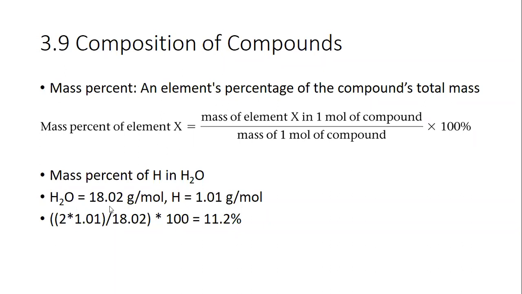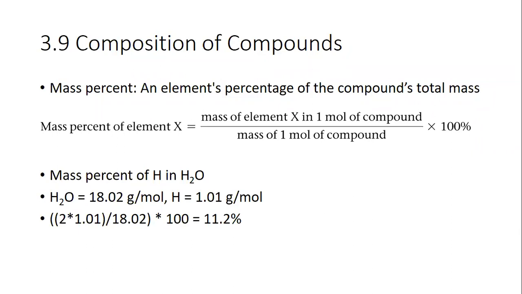And so our example for water is, water has a molecular mass of 18.02 grams per mole. Again, we learned how to find the molecular mass of a compound on Monday. Hydrogen, if we look on the periodic table, has a weight of 1.01 grams per mole. Some periodic tables have 1.008, same thing. So for the mass of hydrogen in water, we have 2 hydrogens, so we take 2 multiplied by the weight of hydrogen, divided by the total weight of water, which is 18.02, multiplied by 100%. And what we find out is that 11.2% of the mass of water is due to hydrogen.